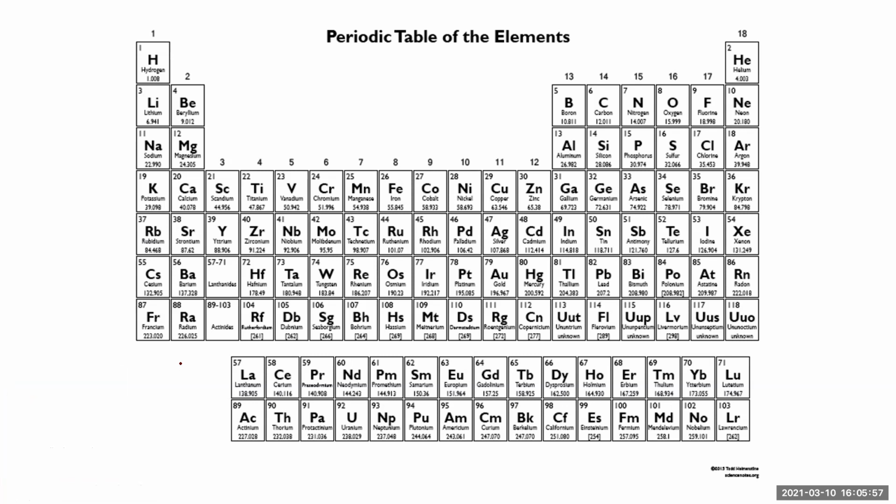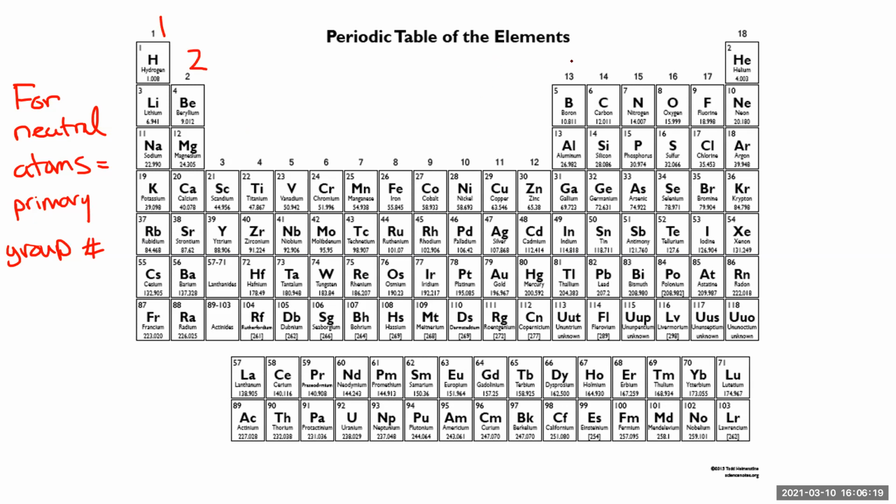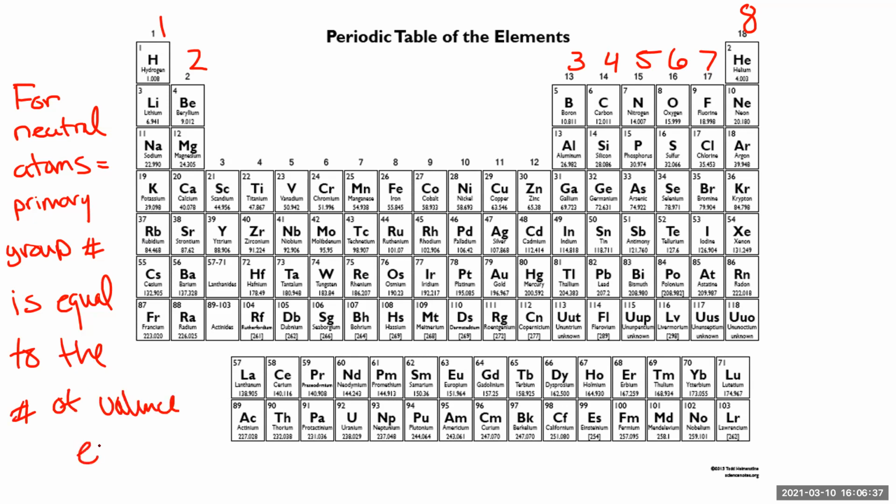So what we can say here in general is, on this slide, for neutral atoms, not ions, but for neutral atoms, the primary group number, okay, so if we go primary group number 1, 2, 3, 4, 5, 6, 7, 8, if we look at the primary group number, that is equal to the number of valence electrons in that group for a neutral atom coming from that element. So any element in that group has that number of valence electrons. Important concept. Keep that in mind.